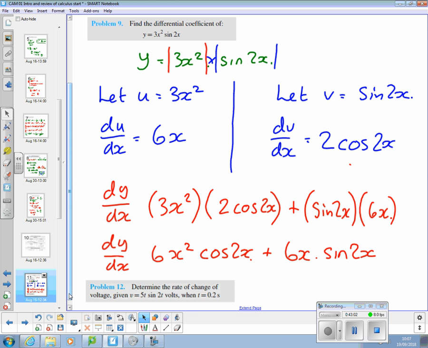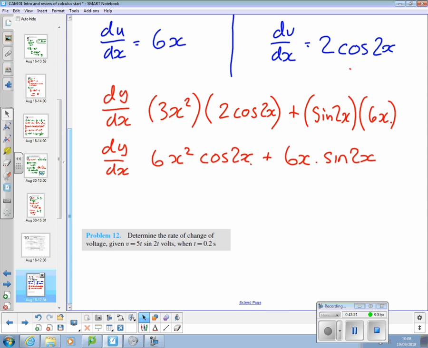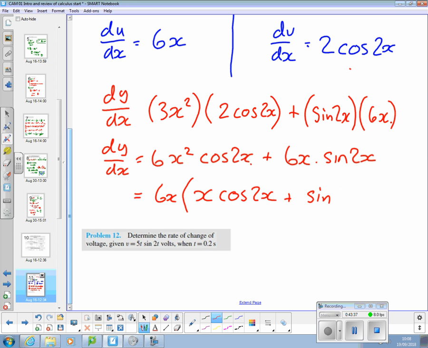Sine 2x. Alright. Can anyone see how we could actually factorise that a bit more? You could if you needed to, take 6x outside some brackets. Alright? You can use the dot to multiply, or leave it out, or put a multiplication symbol in.